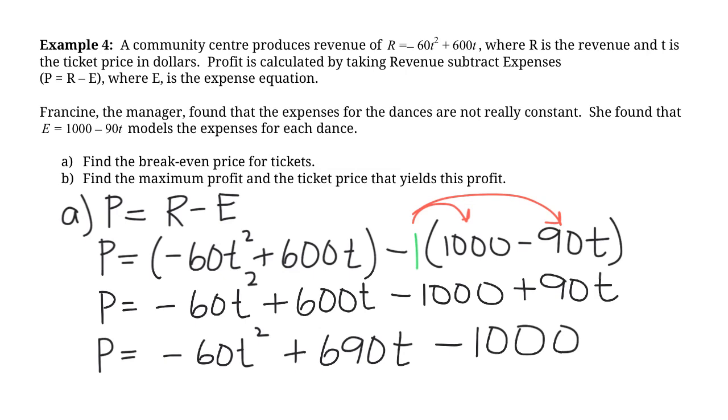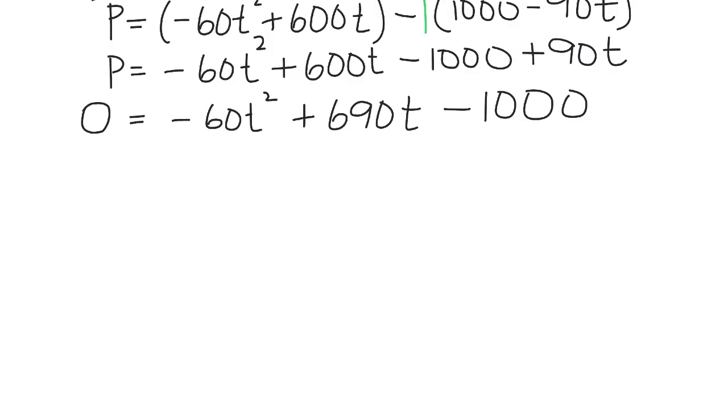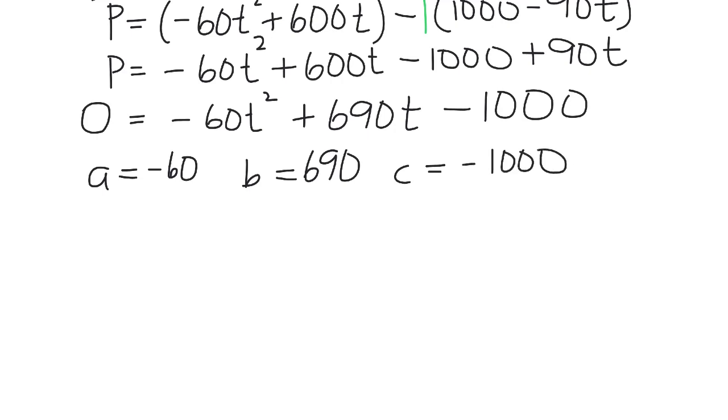If you want to go ahead and try using decomposition, you can, but I can tell you that this equation is going to be unfactorable. So that means in order for us to find our zeros or roots, we are going to have to use the quadratic formula. Before we use that formula, we want to identify what our A, B, and C values are. My A value is negative 60, my B value is positive 690, and my C value is negative 1,000.